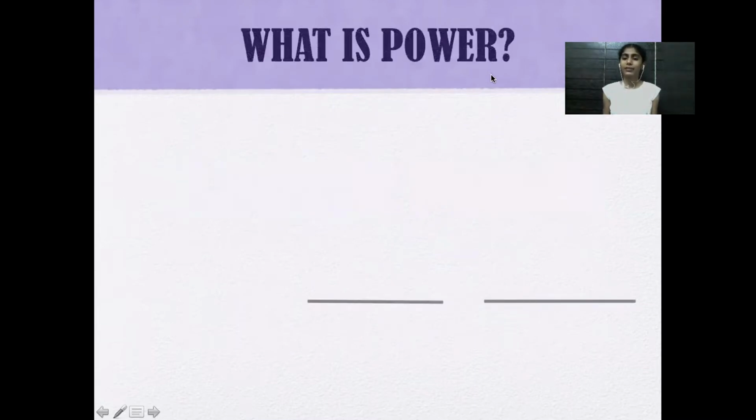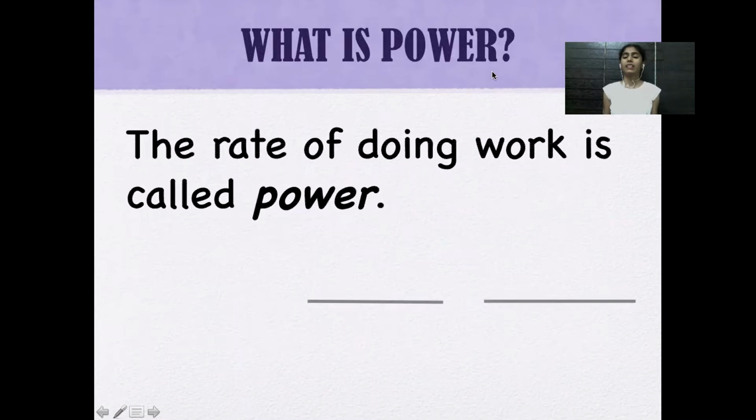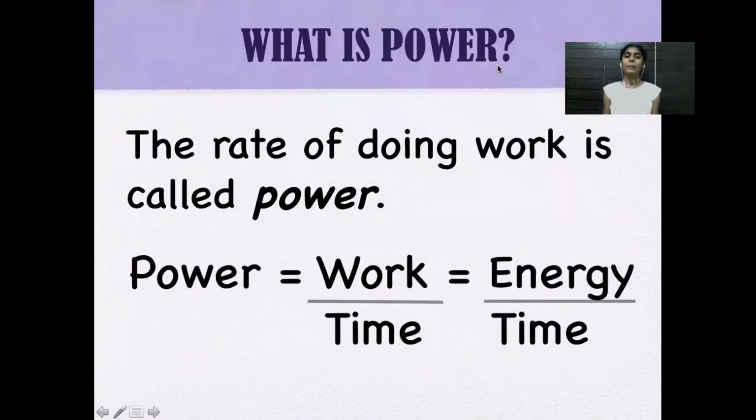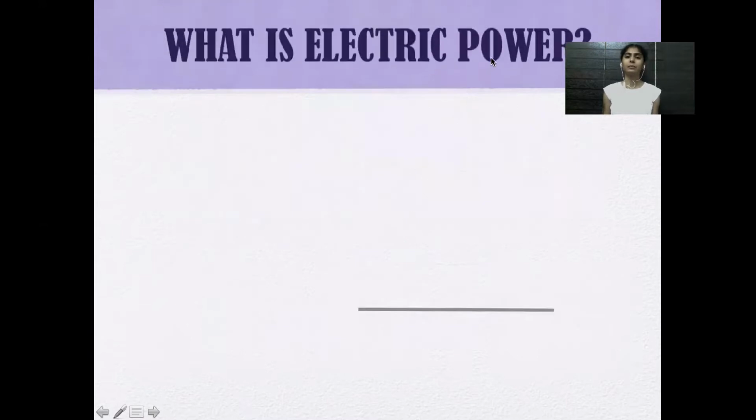What is the definition of power? The rate of doing work is called power. That is, in the form of an expression, we can write power like this. Power is equal to work by time or energy by time. Now, let's see what is electric power.